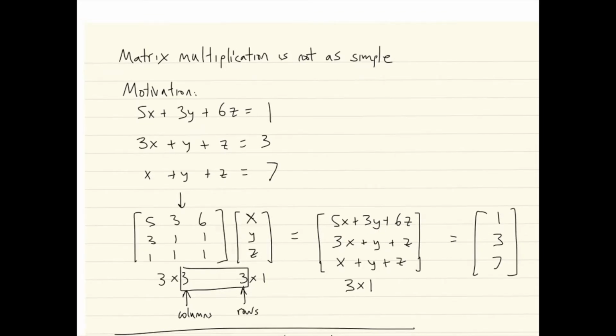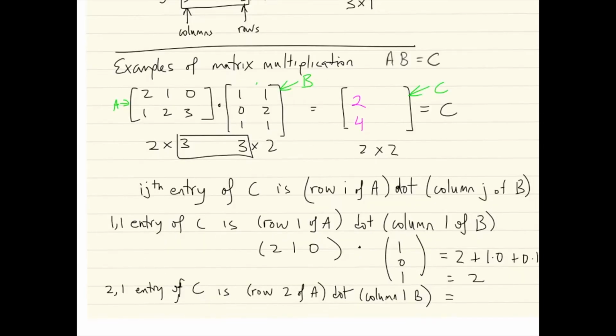And now what I've tried to indicate here is that to multiply two matrices, you need the number of columns in the first matrix to match up or equal the number of rows in the second matrix. So here is a 3 by 3 matrix, and this is a 3 by 1, and we're only going to be allowed to multiply matrices if the number of columns of the first equals the number of rows of the second.